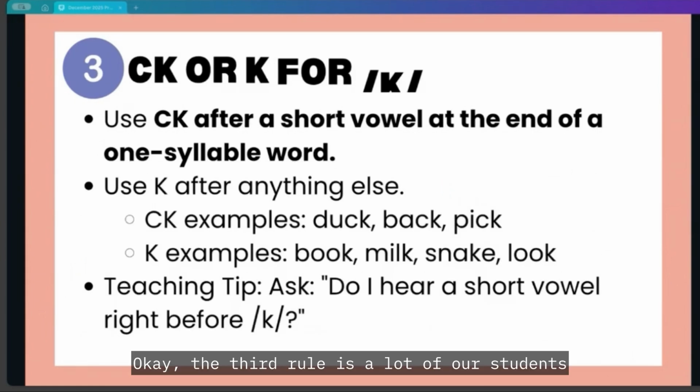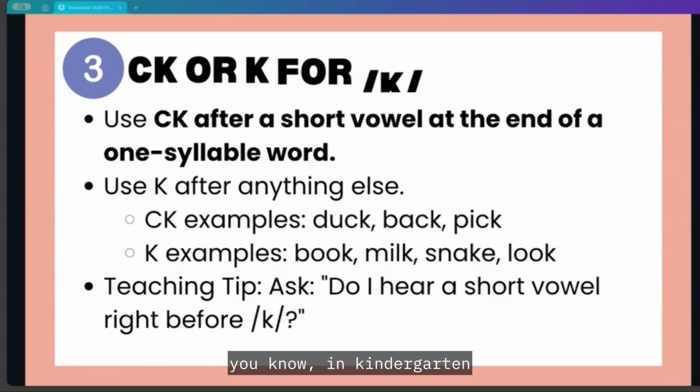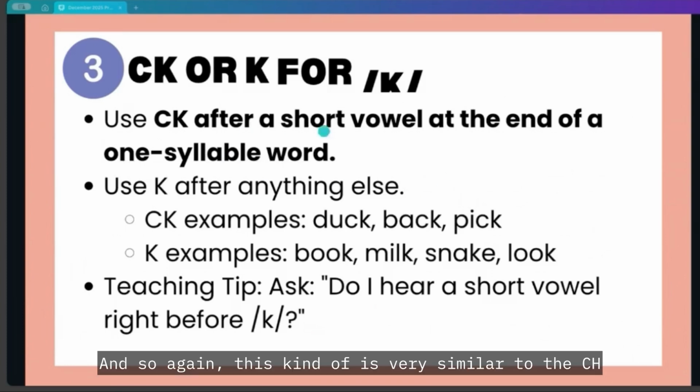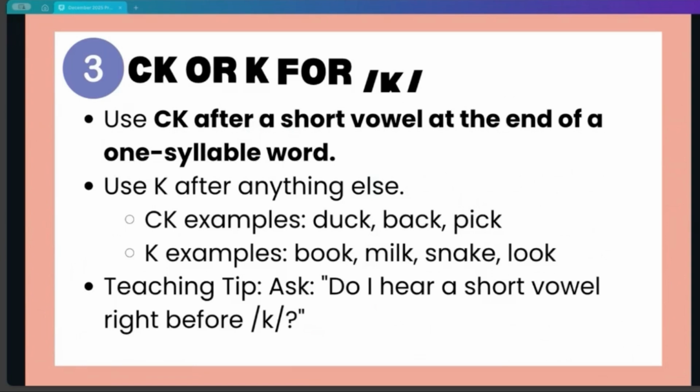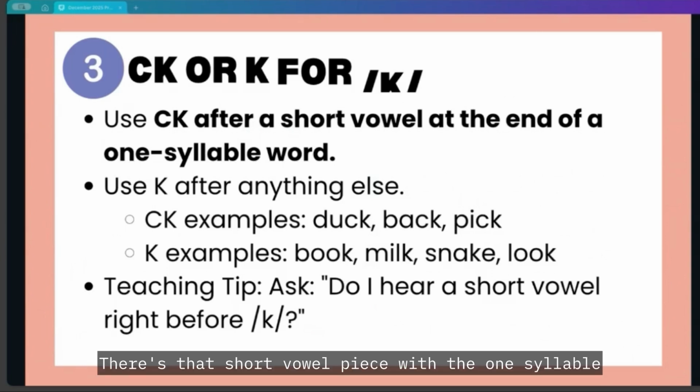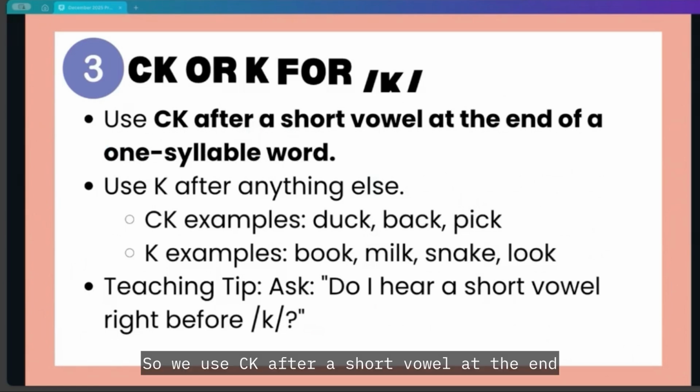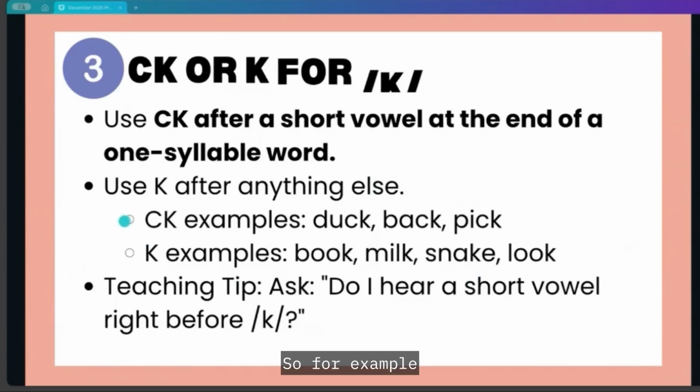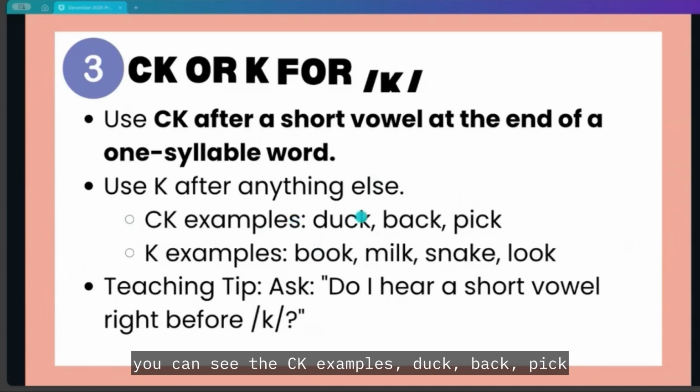Okay, the third rule is, a lot of our students in kindergarten, first and second grade work on the CK digraph as well. And so once they learn the K sound or the C sound, then they learn the CK sound. They're like, well, when do I use what for the K sound? And so again, this is very similar to the CH and TCH rule and the floss rule. There's that short vowel piece with the one syllable word. So we use CK after a short vowel at the end of a one syllable word, and then we use K for everything else.